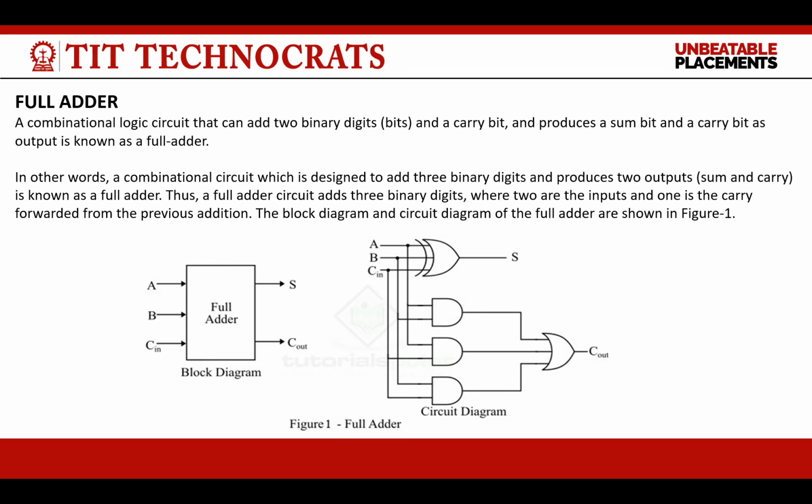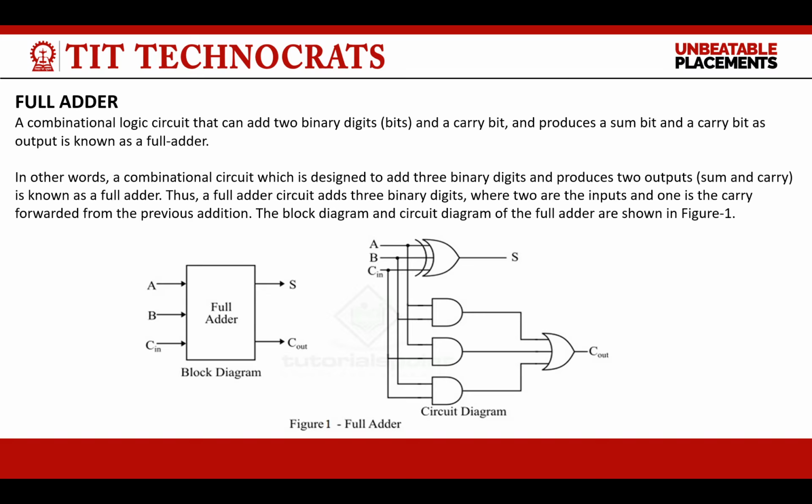The addition of 3 bits is not possible in the half adder circuit. So we have designed a new combinational circuit, that is the full adder circuit. If we see the block diagram of the full adder circuit, we can see that there are three inputs A, B and C in, and two outputs S and C out, where S is used to store the sum and C out is used to store the carry.